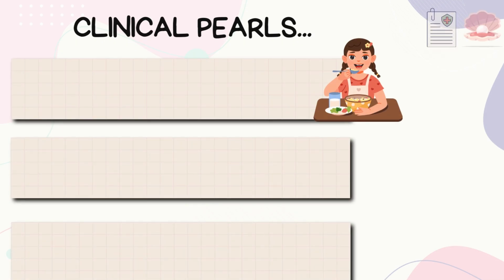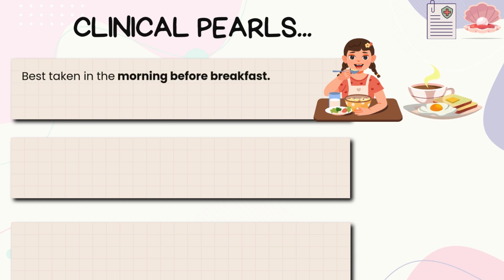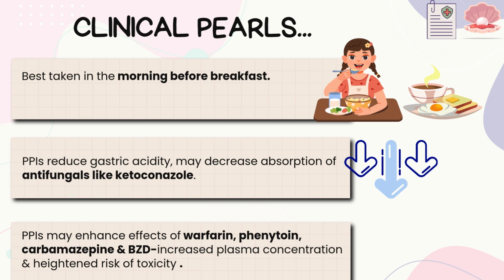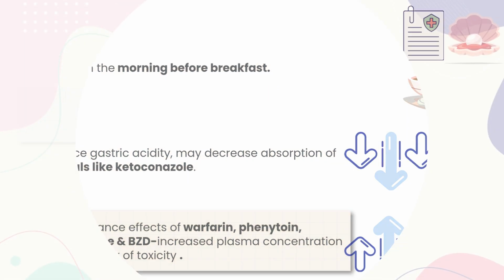A few clinical pearls for you to remember. 1. PPIs are best taken in the morning before breakfast. 2. PPIs reduce gastric acidity. This may decrease absorption of antifungals like ketoconazole. 3. PPIs may enhance effects of warfarin, phenytoin, carbamazepine, and benzodiazepines. This may increase their plasma concentration and heighten the risk of toxicity.